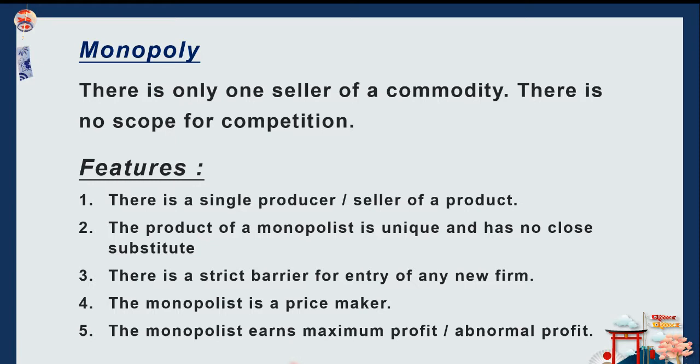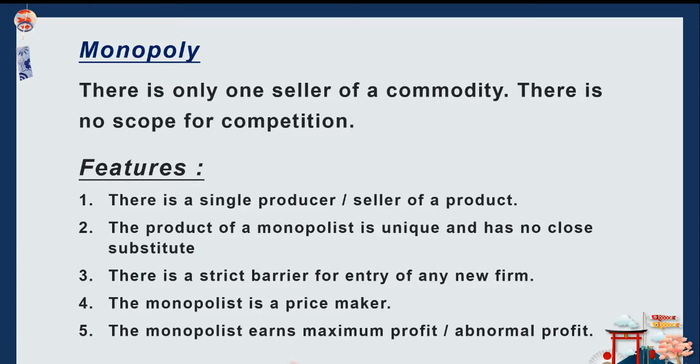But here in imperfect competition, there are many sellers, but they are selling heterogeneous products. Heterogeneous means dissimilar goods. It is not like perfect competition where they are selling homogeneous product, but here they are selling heterogeneous products. So imperfect competition is the real world competition. Perfect competition is unrealistic. It is just an imaginary competition. But whereas imperfect competition is seen in the real world. Today, some of the industries and sellers follow this type of competition to earn surplus profits.